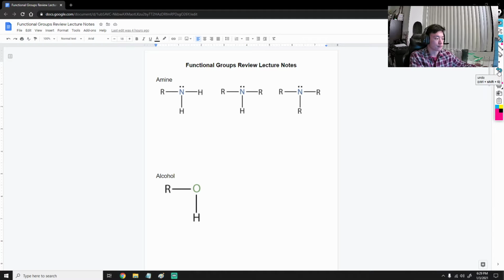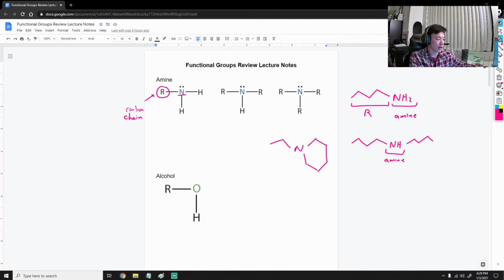Alright, moving on. We're going to have an alcohol group. Now, alcohol groups are very easy to identify. If you see an OH bonded to a carbon chain, that's going to be an alcohol. So it's usually going to be at the end of a chain, so it's going to look something like that.